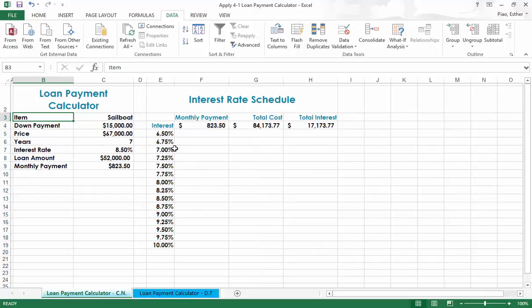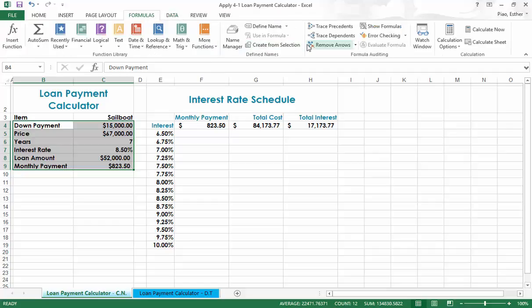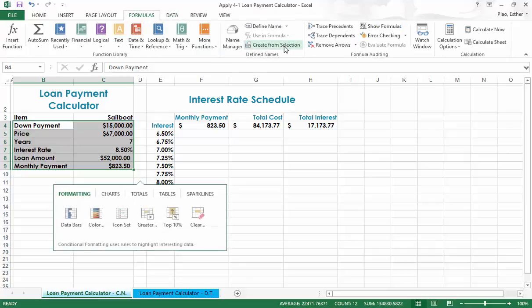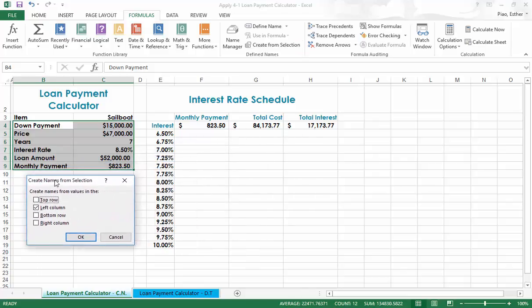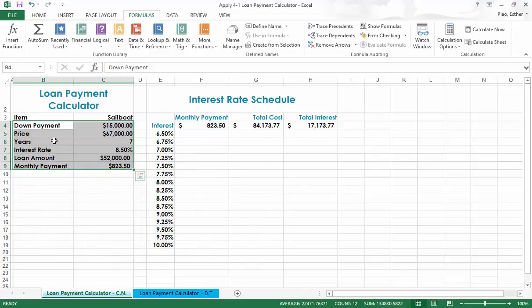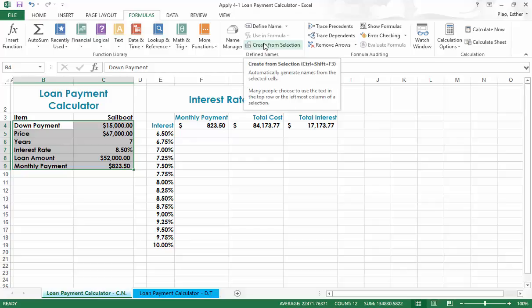Okay, let's turn it back. Let me name all these cells. Let's go to formula and create our name from selection. Make sure you have selected all these like this, and create from selection.